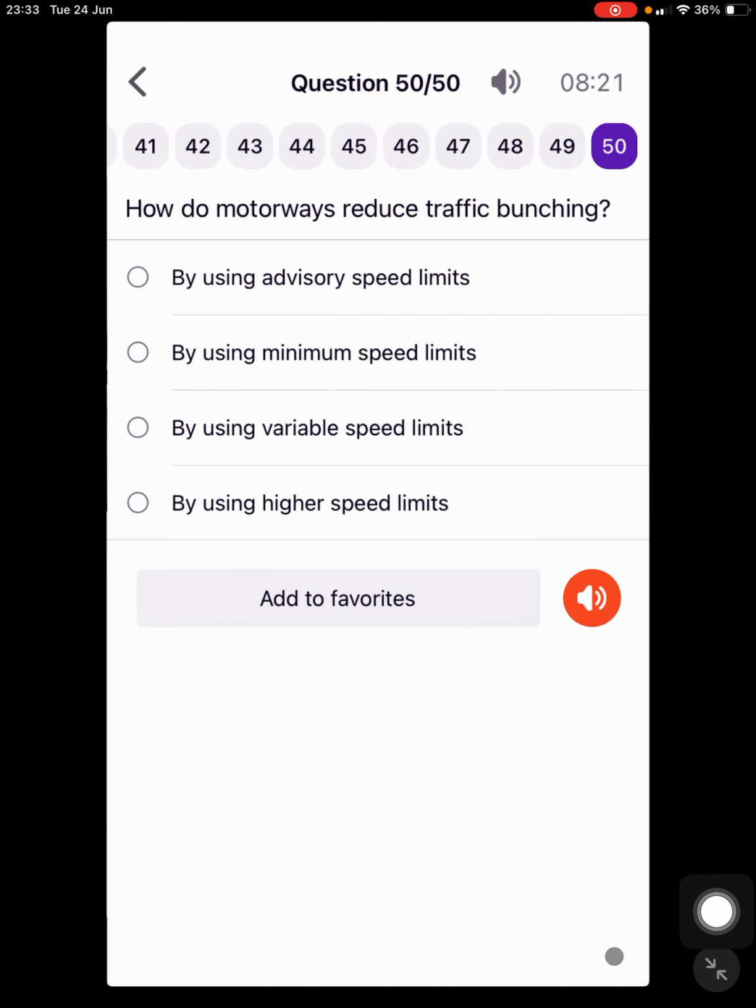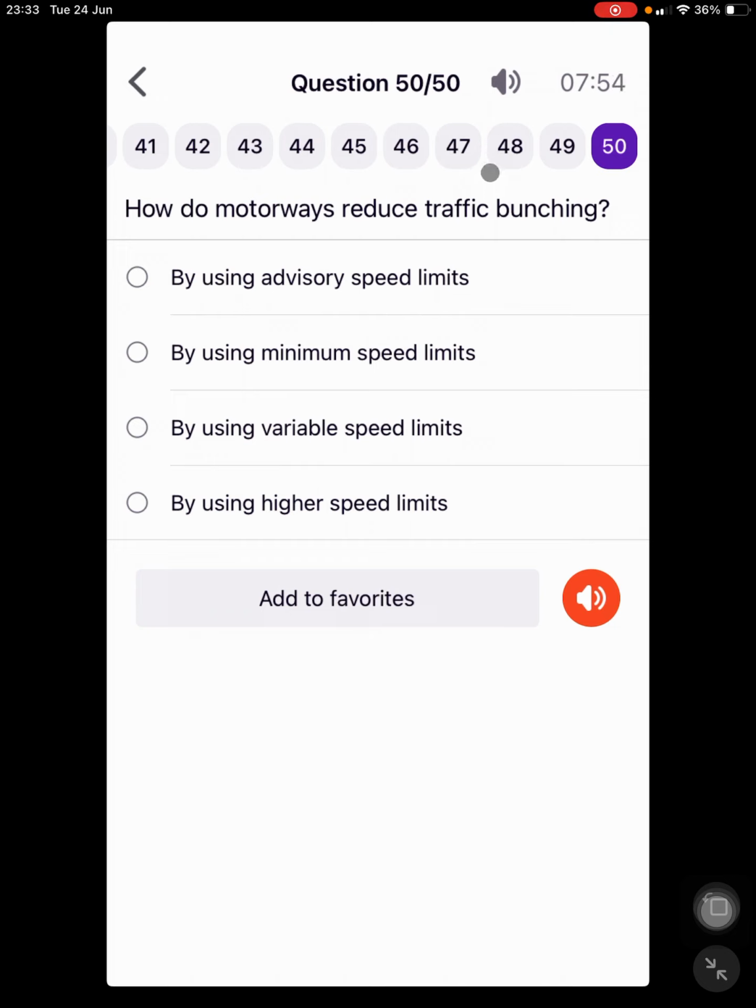Beware of spray reducing your vision. How do motorways reduce traffic bunching? By using advisory speed limits. By using minimum speed limits. By using variable speed limits. By using higher speed limits. How do motorways reduce traffic bunching?